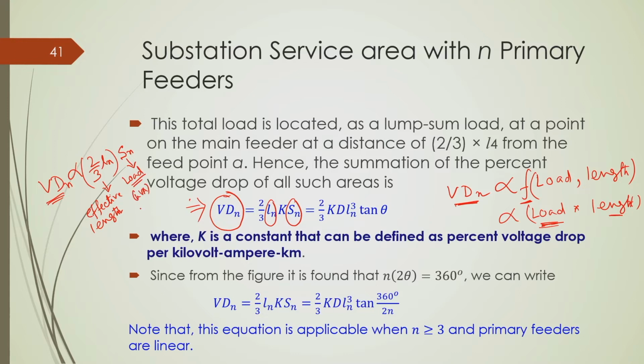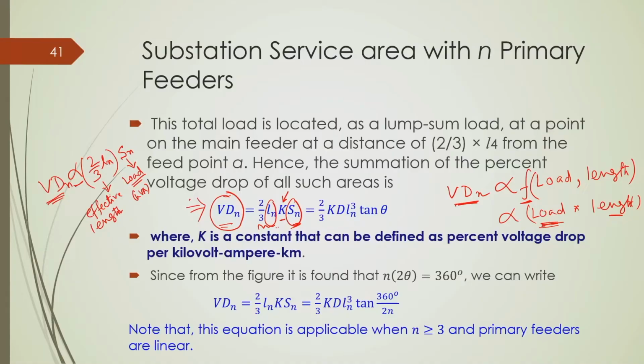Now, if we remove the proportional symbol with a proportionality factor k, we get the expression for voltage drop as 2/3 Ln multiplied by k multiplied by Sn, which is the load served by the nth feeder. So, 2/3 Ln represents the effective length of the feeder, k represents the proportionality constant, and Sn represents the load served by that nth feeder.